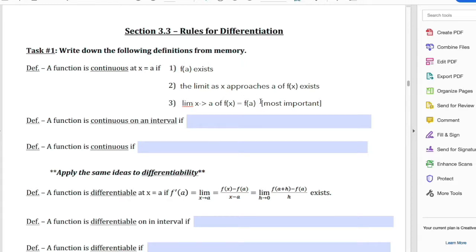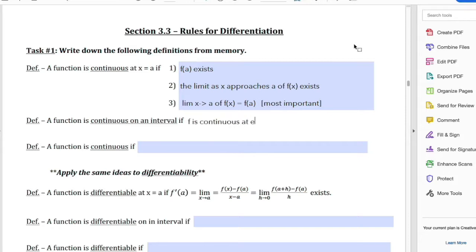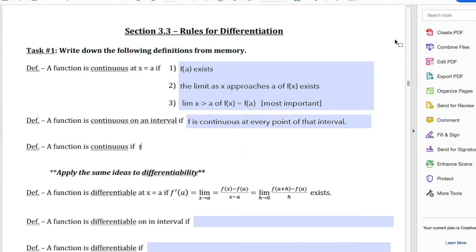So if you're going to remember just one of them, do this one, or you can remember the three-part definition, which is helpful to say why a function is not continuous in certain cases. Now, it's continuous on an interval if f is continuous at every point of that interval. We've seen that before. This one's tricky. It's continuous in general if f is continuous at every point of its domain.